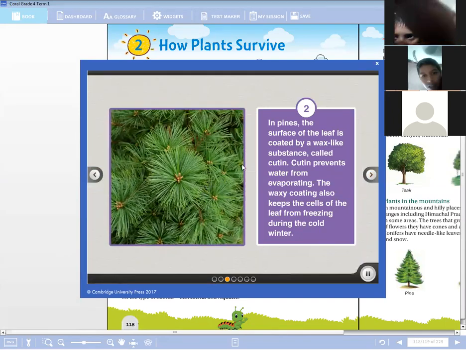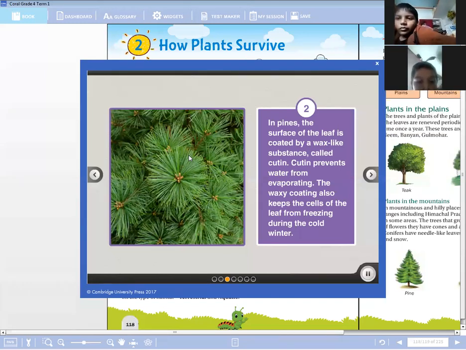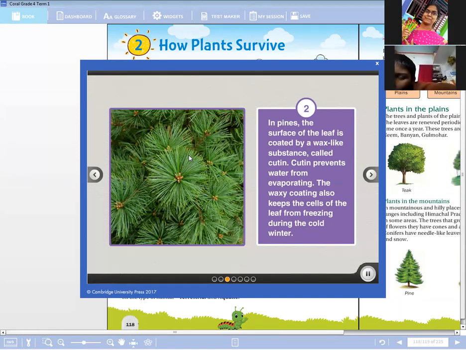See children, in pines the surface of the leaf is coated by a waxy layer. Yes, in the mountainous regions we explained about this. This is covered with a waxy layer so that no snow will be deposited on it and it will be drained off, and it prevents the leaf from freezing. If it freezes, how will it prepare food, children? This waxy coating helps the leaves from freezing.